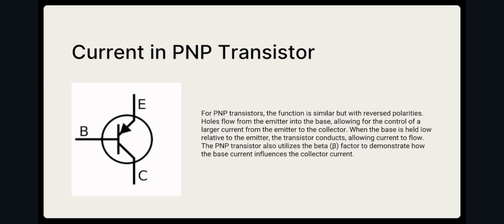Current in PNP transistor. For PNP transistor, the function is similar but with reverse polarities. Holes flow from the emitter into the base, allowing for the control of a larger current from the emitter to the collector when the base is held low relative to the emitter. The transistor conducts, allowing current to flow. The PNP transistor also utilizes the beta factor to demonstrate how the base current influences the collector current.